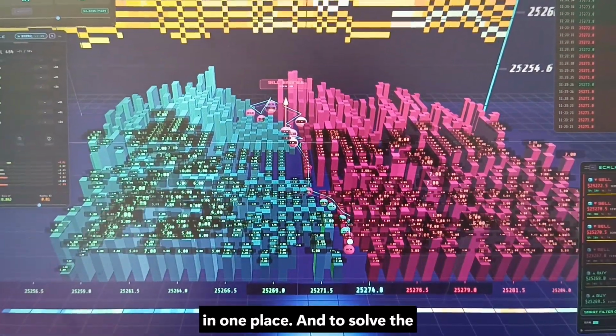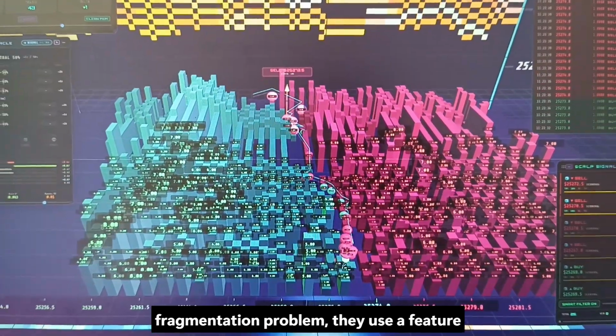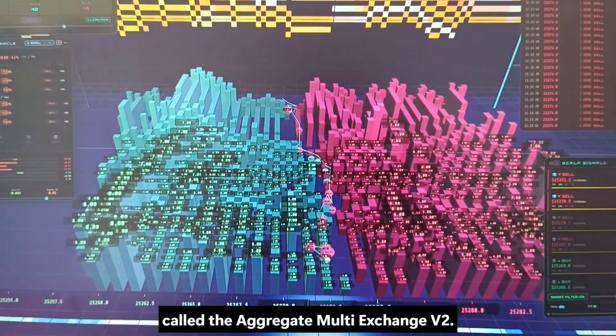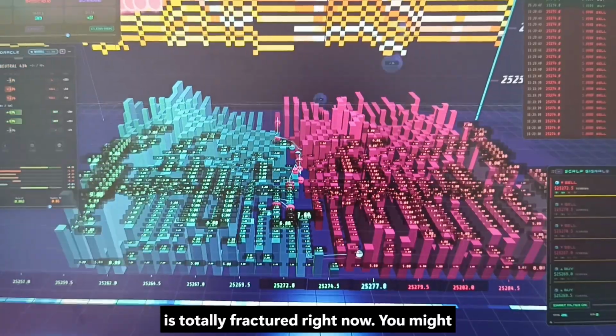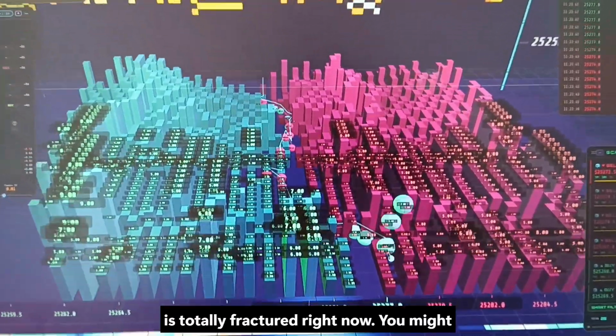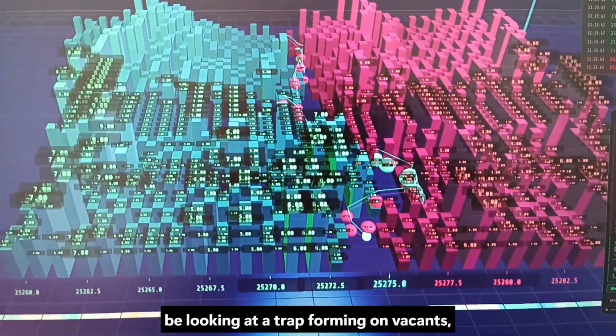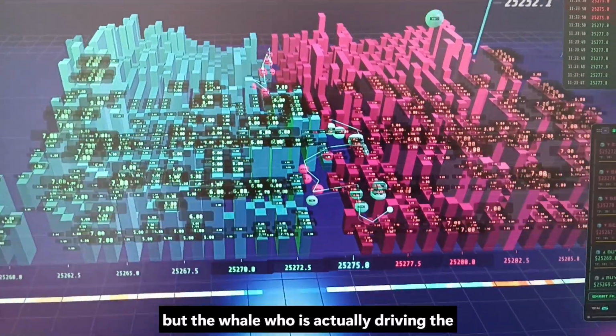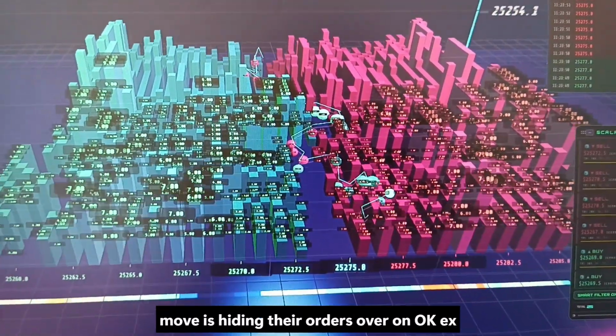And to solve the fragmentation problem, they use a feature called the aggregate multi-exchange V2. Because let's face it, global liquidity is totally fractured right now. Oh, yeah. You might be looking at a trap forming on Binance, but the whale who is actually driving the move is hiding their orders over on OKX or Bybit.